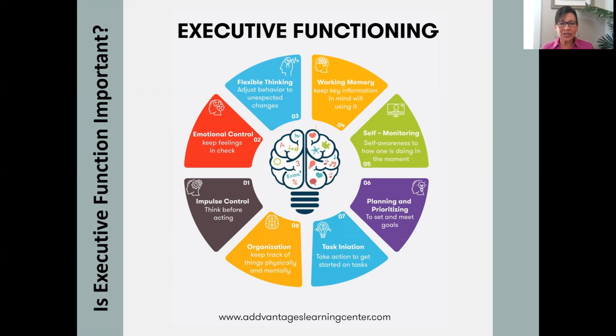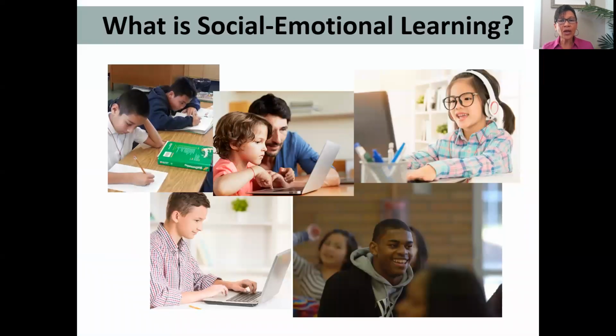So, as you looked at this graphic, I'm hoping that you came to the conclusion that executive function is important. And in a classroom setting, our students need to be able to access all of these things and to be able to perform all of these functions in order to be successful. But not just in a classroom setting, they need to be able to do this to be successful throughout their entire lives. So let's again return to this idea of what is social emotional learning.